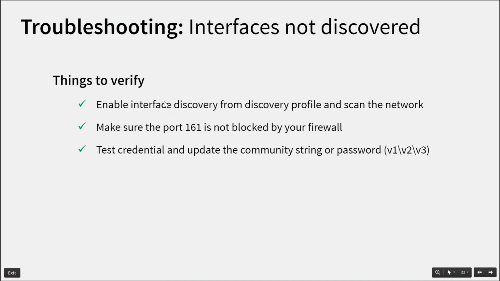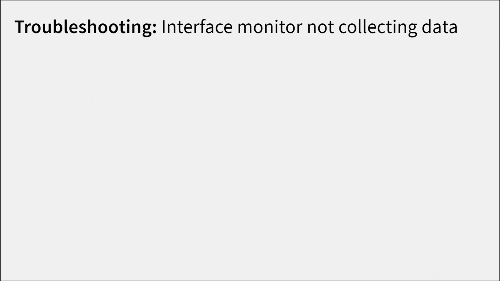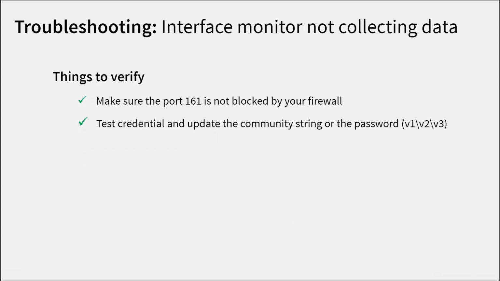And troubleshooting interfaces. So when the interfaces are not discovered from the discovery profile, as we discussed before, you have to make sure that the interface discovery option is enabled. And as we discussed, you have to make sure that the 161 port is not blocked and the right credentials are associated. And you can use the MIB browser tool to troubleshoot this problem.